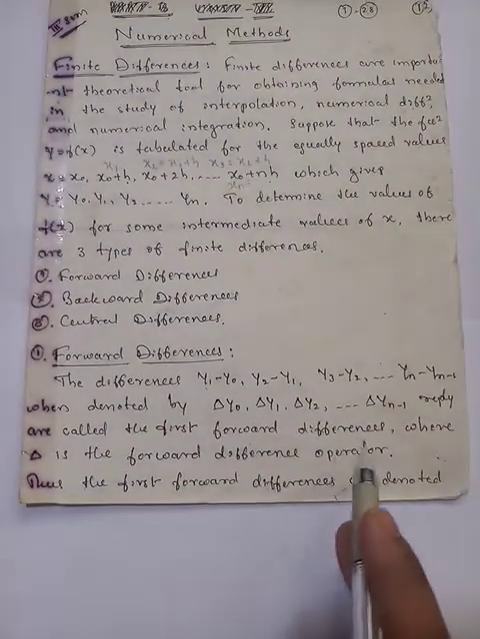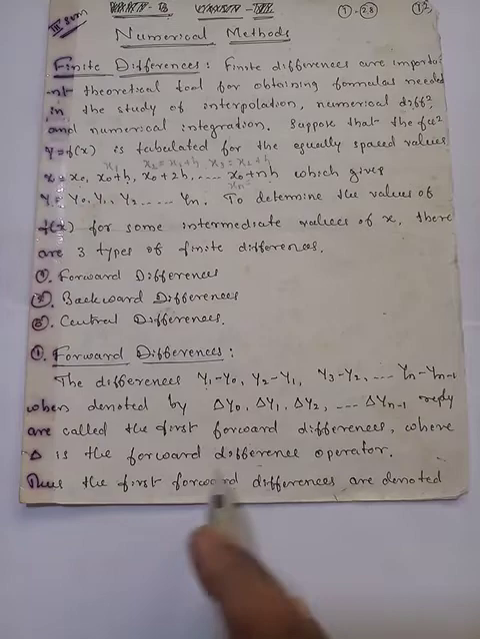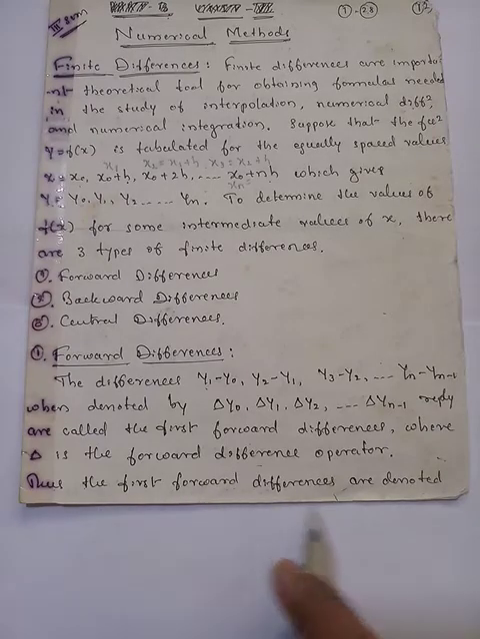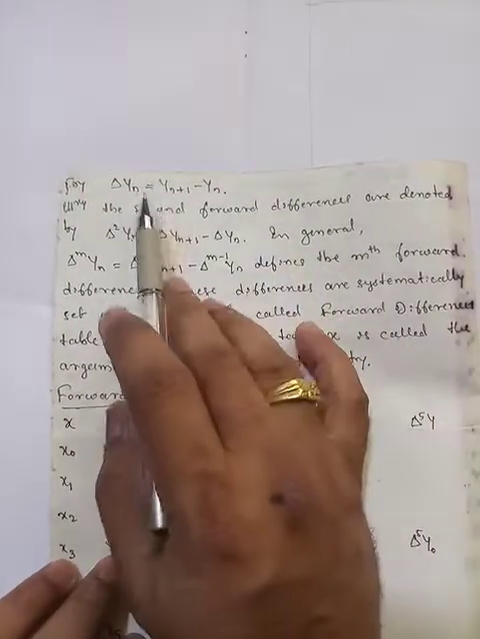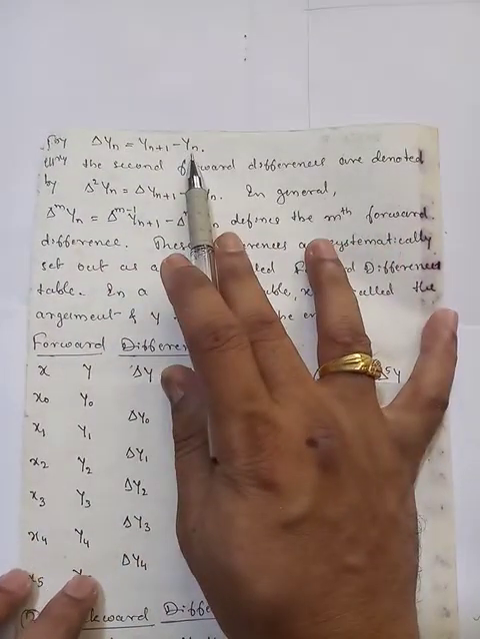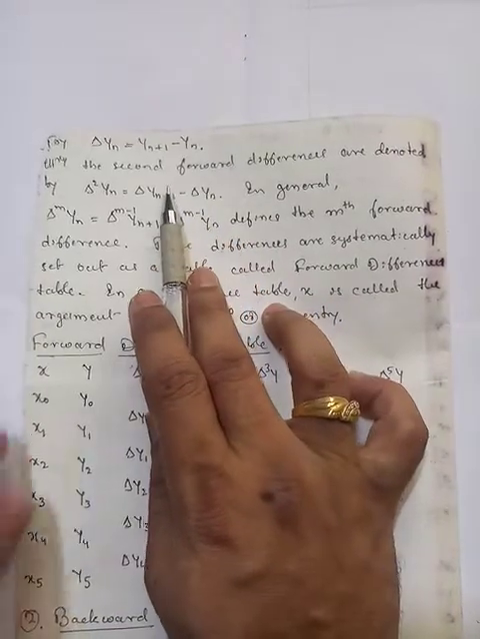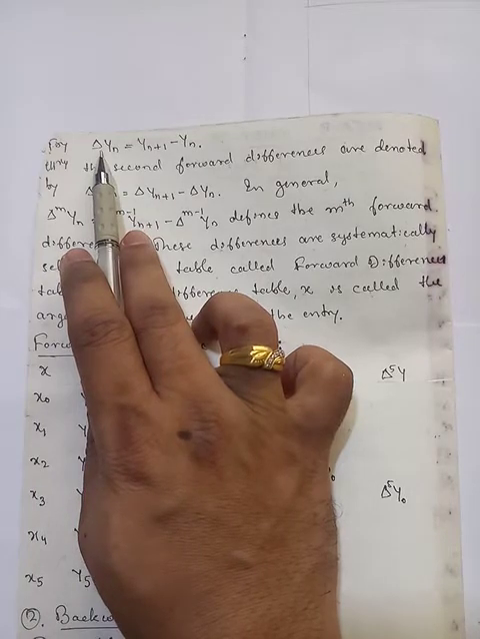So these are called the first forward differences, where delta is the forward difference operator. Thus, the first forward differences are denoted by delta yn equal to yn plus 1 minus yn. Whenever we have simply delta, this is called first forward differences.